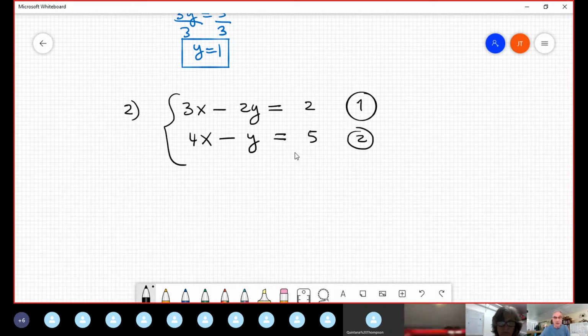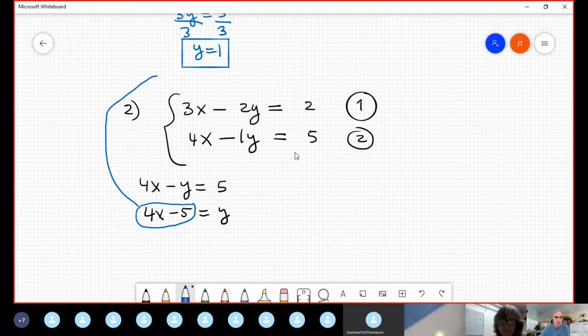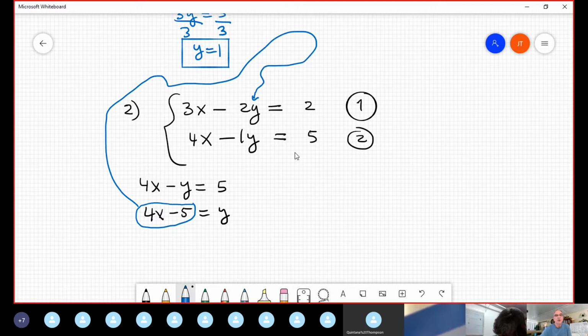In this case, I select again the second equation because in my opinion it is easier, and also the coefficient here is -1. This is fantastic. For example, I copy 4x minus y equals 5. So it's 4x minus 5 equals y. I move y to the right hand side. I move 5 to the left hand side. And this expression, I substitute here. Look. Right? In the other equation. Wow, wow.